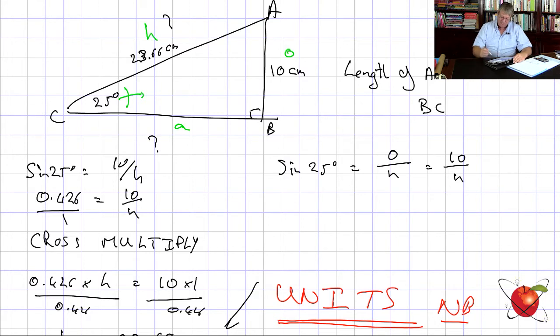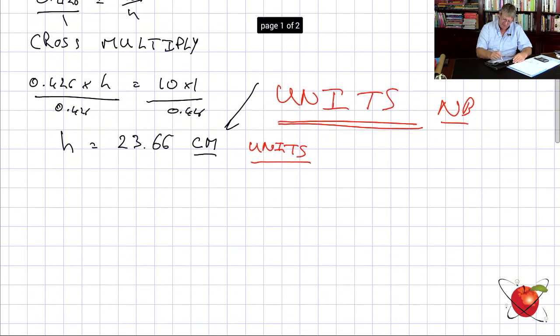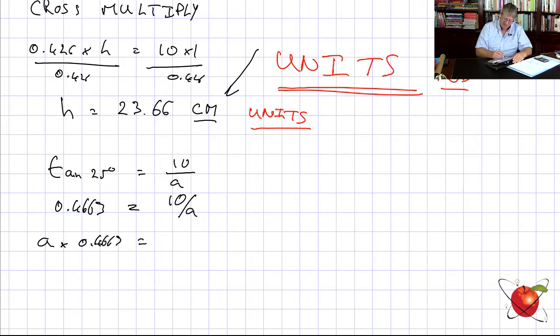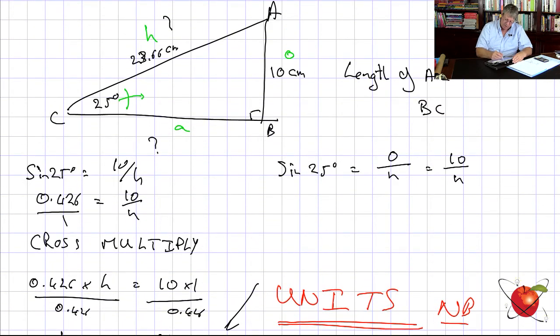Right, now I need to know adjacent. Well, what could I say? I could say tan of 25 degrees is equal to 10 over A. So 0.4663 must be equal to 10 over A. Cross multiply: A times 0.4663 must be 10. Therefore, A is 10 over 0.4663. A is 21.45 centimeters. Go back and put in A is equal to 21.45 centimeters. Can you see that we've solved all of it?